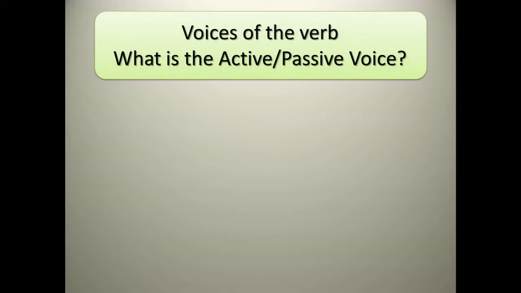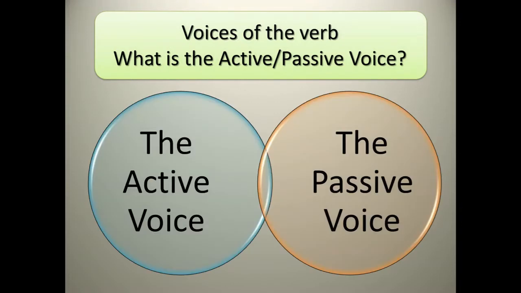Voices of the verb. What is the active voice? What is the passive voice? In English grammar, verbs have 5 properties: person, number, voice, mood, and tense. And here we are more concerned with the voice. The 2 grammatical voices are active and passive.